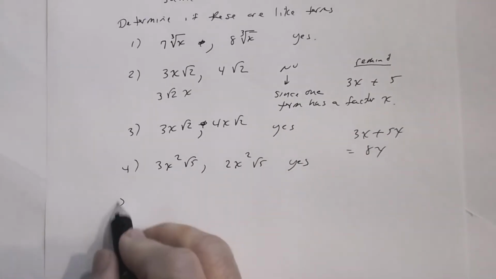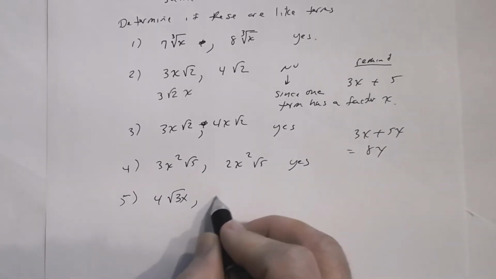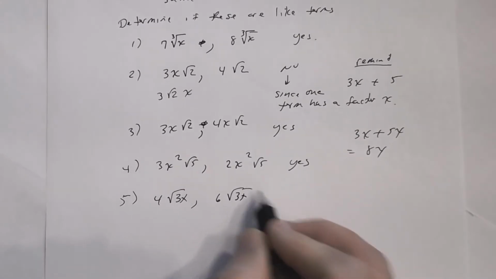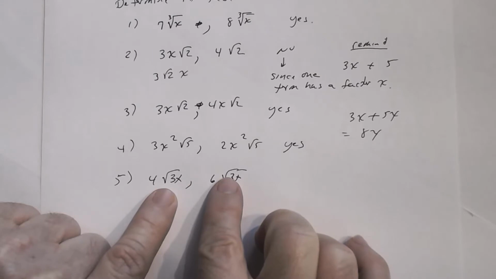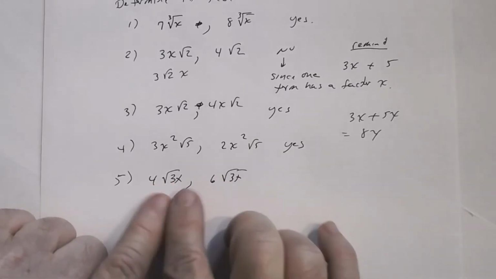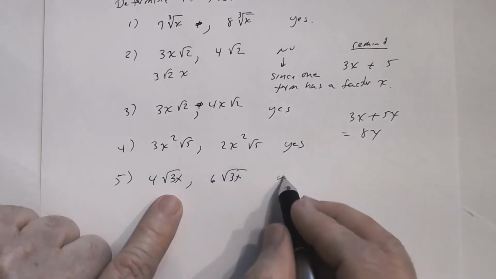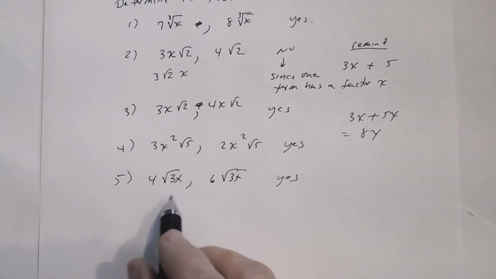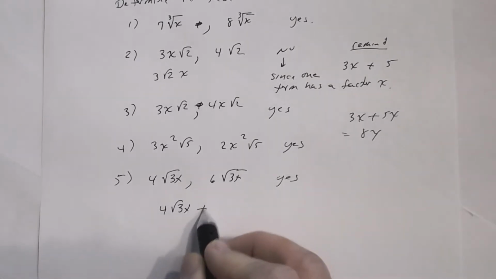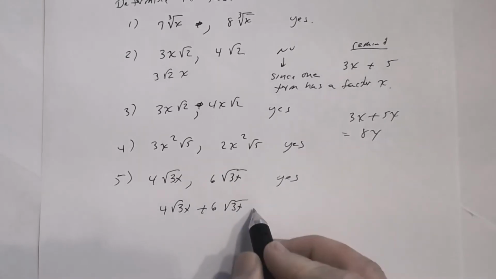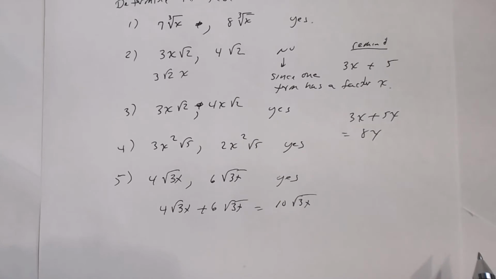Okay. Number 5, suppose you had 4 square root of 3x, comma, 6 square root of 3x. Are those like terms? Check the radicals first. I have both square roots. The radicands are both the same, and I don't see any other variables attached to these. So the answer is yes. Okay. So if I wanted to add them, I can. 4 square root of 3x plus 6 square root of 3x, then 4 plus 6 is 10. So that's 10 square root of 3x. That's what that means.